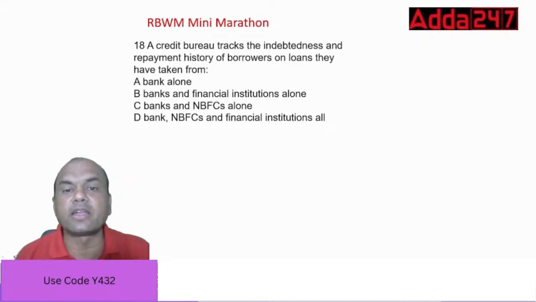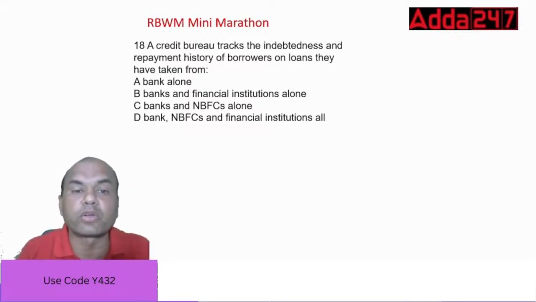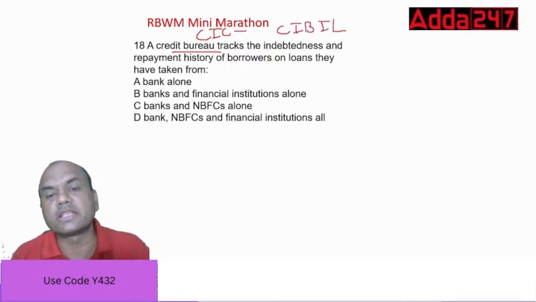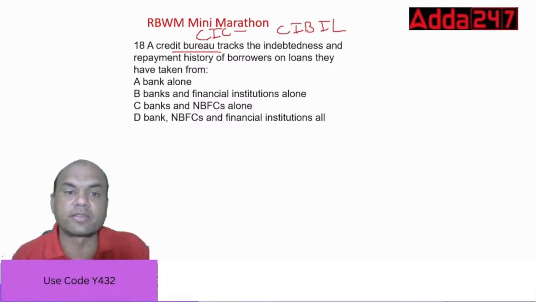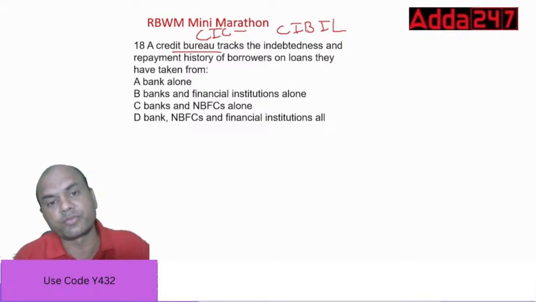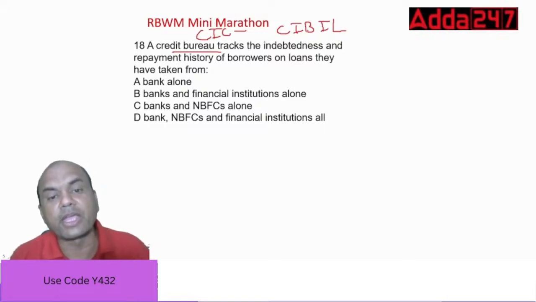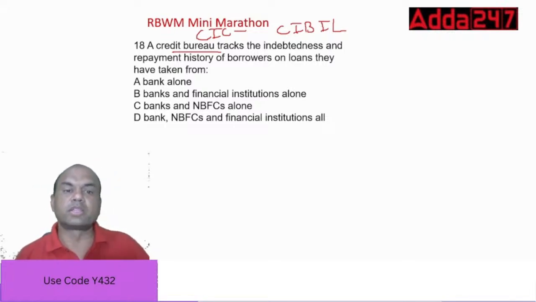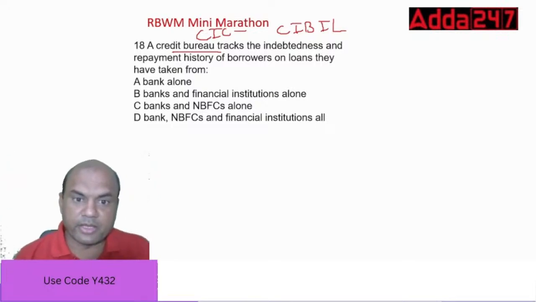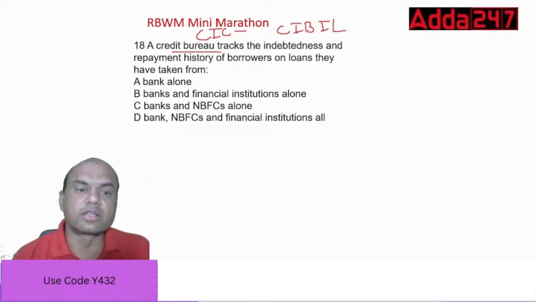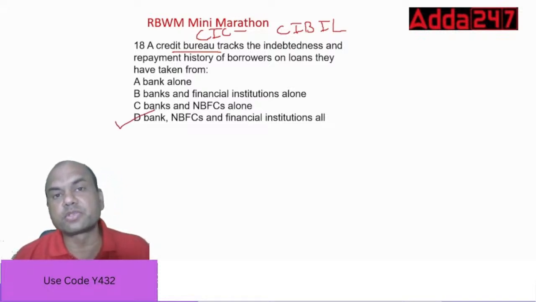A credit bureau tracks indebtedness and repayment history of the borrowers on the loans they have taken from. So this credit bureau means what? We are talking of CIC, CIBIL. We are talking of the CIBIL company. So CIBIL tracks the indebtedness. Indebtedness means how much loan this customer has taken, and repayment history, whether the repayment is okay or not. They have taken from only banks, banks and NBFCs, or banks, NBFCs and financial institutions all? What is the answer? It is all, correct? Banks, NBFCs and financial institutions.